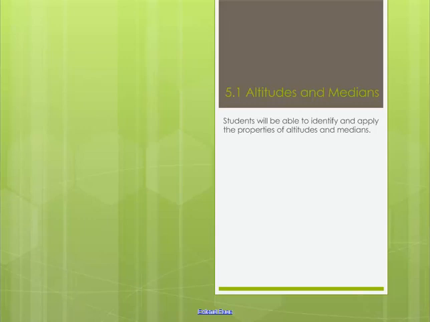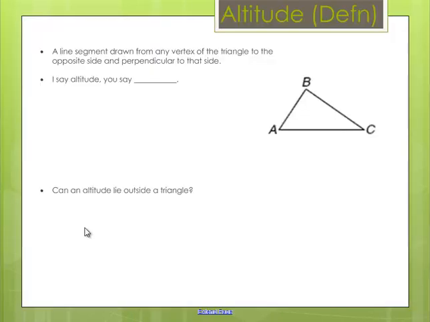Alright, so we're starting off chapter 5 talking about special lines that are inside triangles. So today we're talking about altitudes and medians. Then we have a couple more videos from section 5.1 to add a couple more lines and kind of put them all together. So in altitude, take a look at the definition.